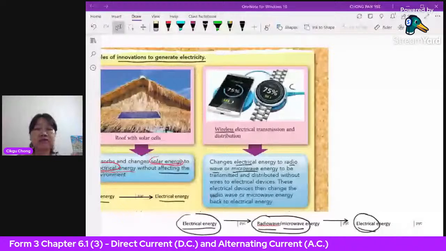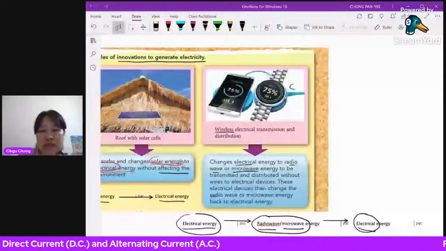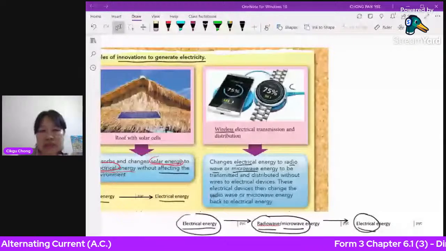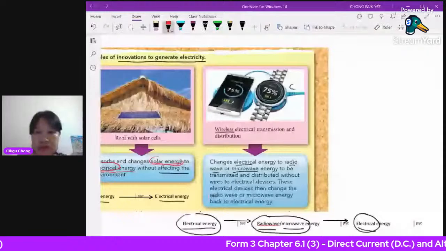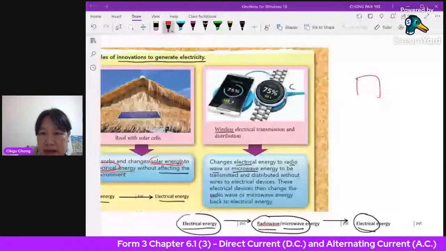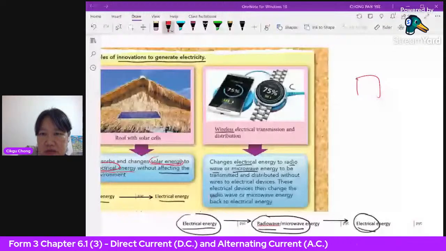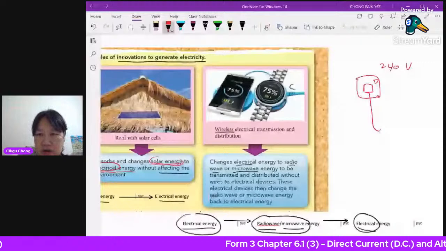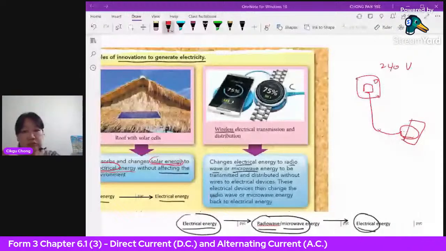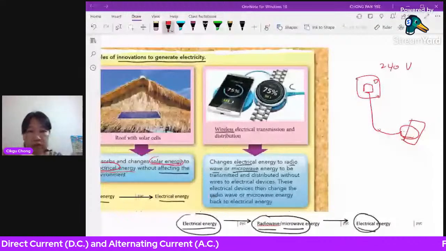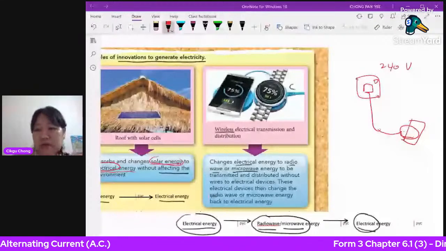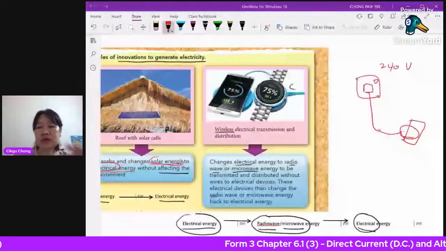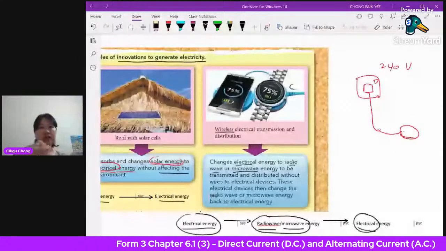How does it work? Of course, you have to plug the charger into the socket first. First of all, you need to have the socket. This is your power source, 240 volts. And then you go to your charger. This is your plate here. This is where you put your phone on top. You don't need a wire. There's no wire plugging into your phone. You just put your phone on top of the charger, like a plate, and it will charge it. No need for a wire to plug into your phone.